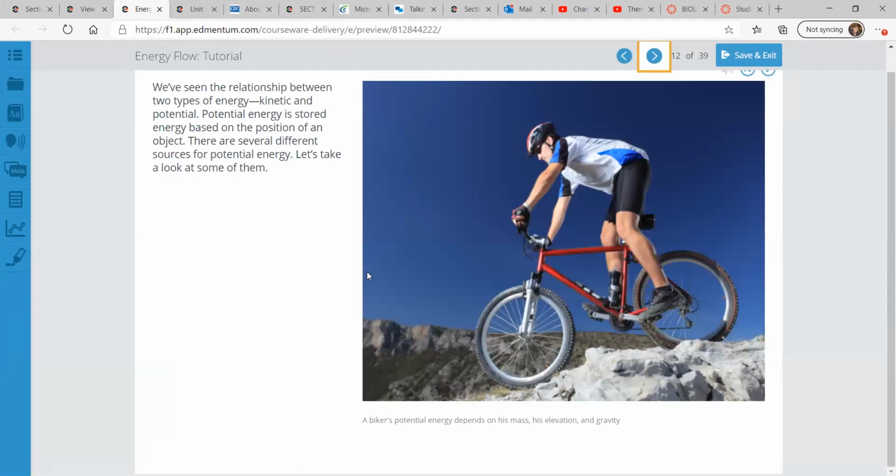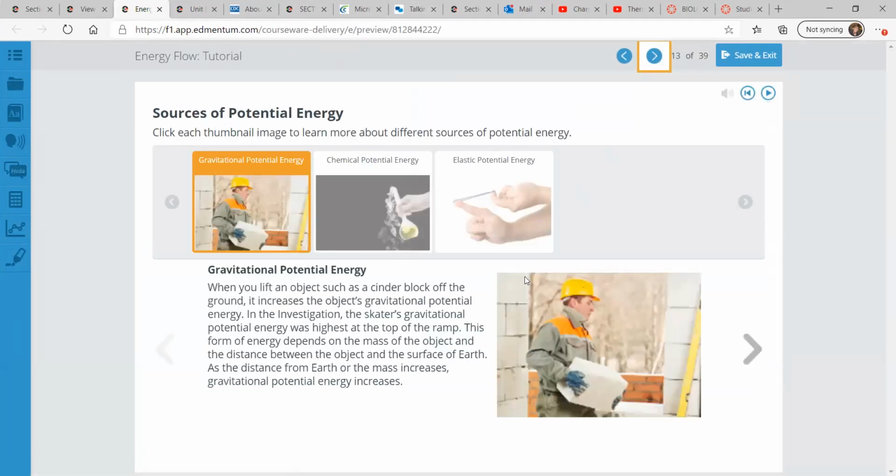We've seen the relationship between two types of energy. We have kinetic and potential energy. Potential energy is stored energy based on the position of an object, and there are several different sources for potential energy. Let's take a look at some potential energy.